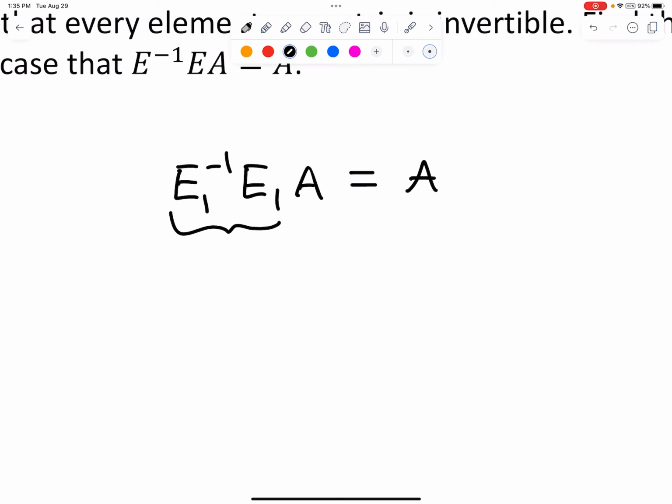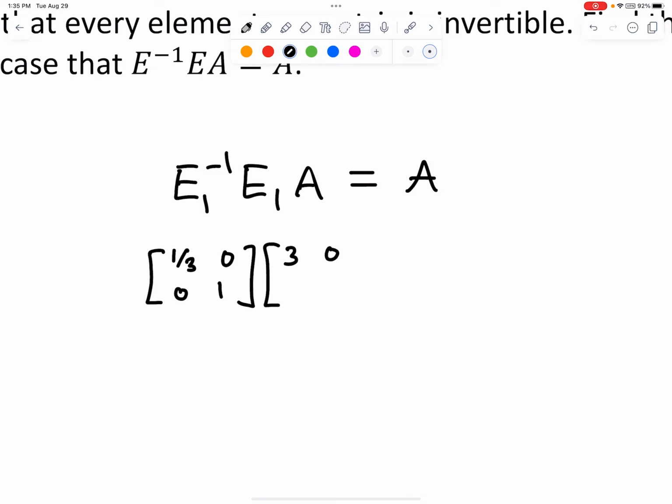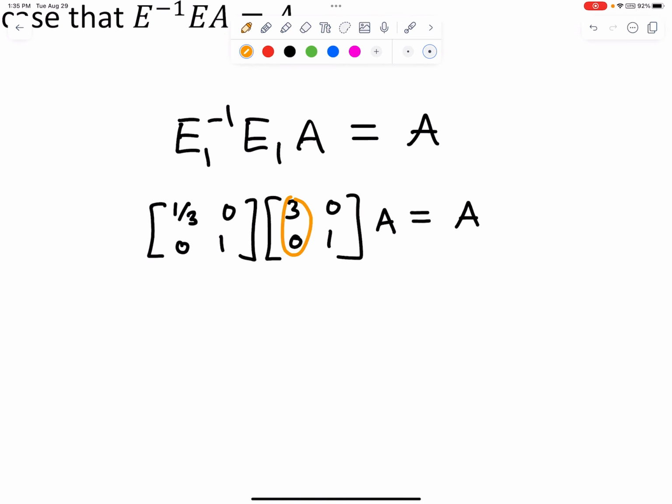If I do E1 inverse times E1, I'm expecting to get the identity matrix because that times A would guarantee to give me A still. So let's go ahead and rewrite what E1 inverse we said was 1/3 0 0 1 times E1, and E1 was 3 0 0 1, and then times the matrix A. We want to see that we get the matrix A. So grab that 3 0, bring it up here, drop on the corresponding entries. 3 times a third is 1, 0 times 0 is 0. Add those results, we get 1.